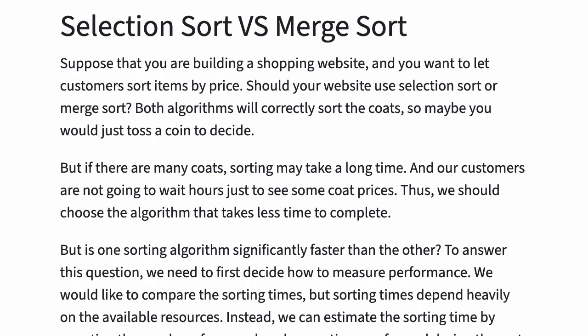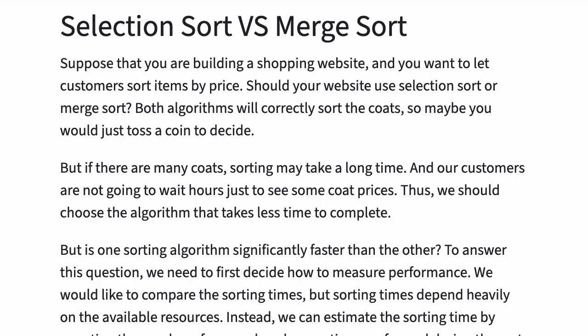Suppose that you're building a shopping website and you want to let customers sort items by price. Should your website use selection sort or merge sort? Both algorithms will correctly sort the codes, so maybe you would just toss a coin to decide.